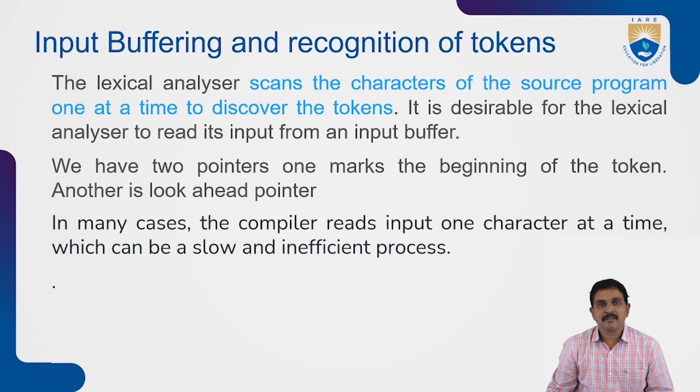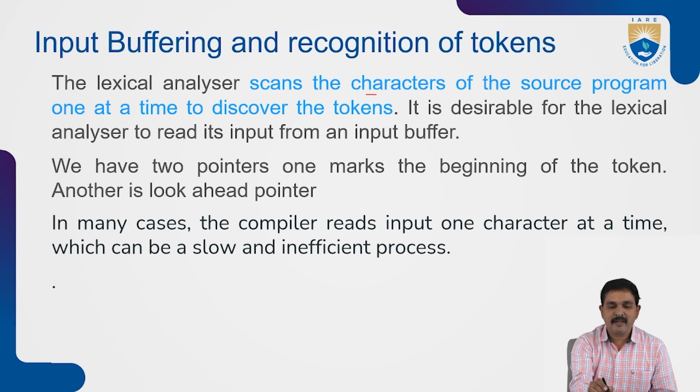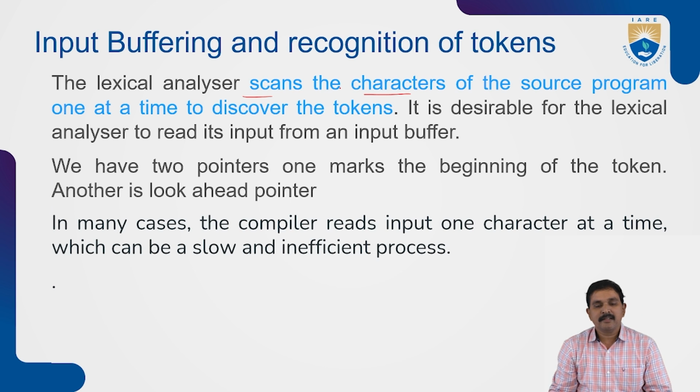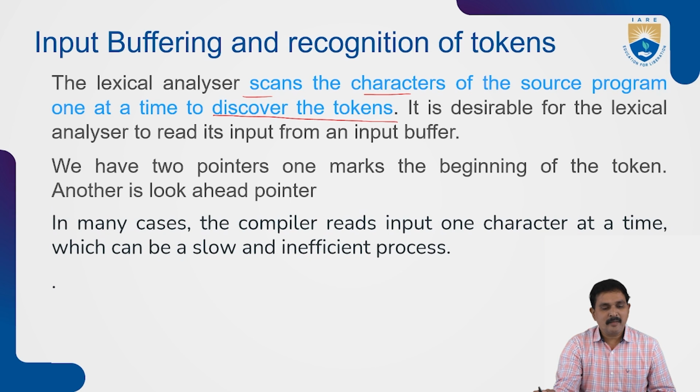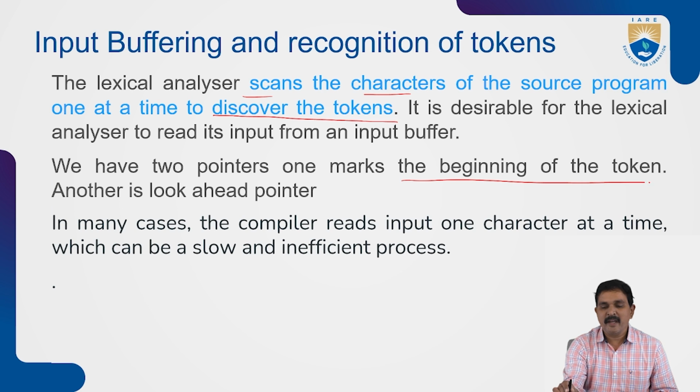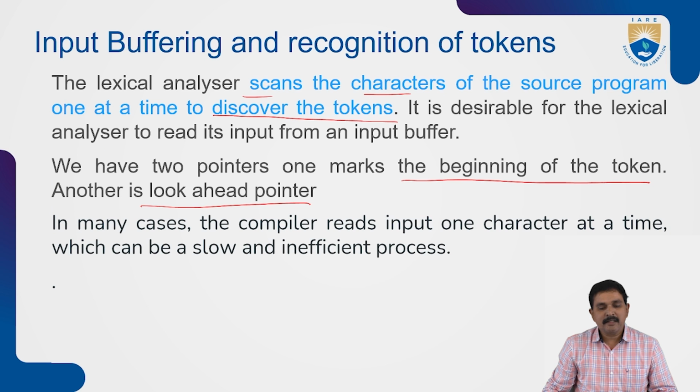For that, you make use of a concept called input buffering. The idea is very simple. The lexical analyzer scans the characters of the source code, one character at a time, to discover the tokens. But discovering tokens is a challenging task. It can be implemented by taking two different pointers: one pointer is called the beginning of the token, and the other is the lookahead pointer. In many cases the compiler reads one character at a time, but that is a very slow, inefficient process.